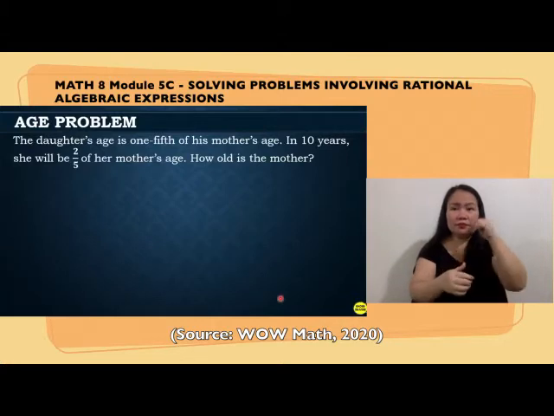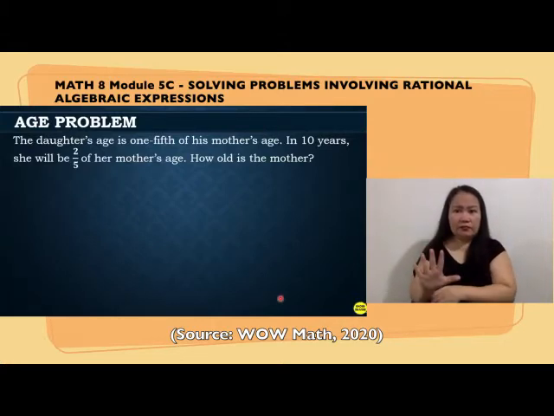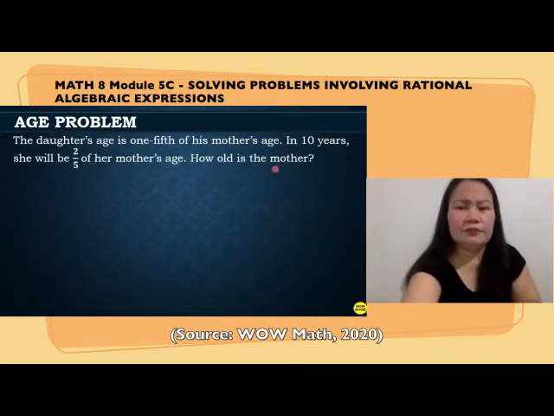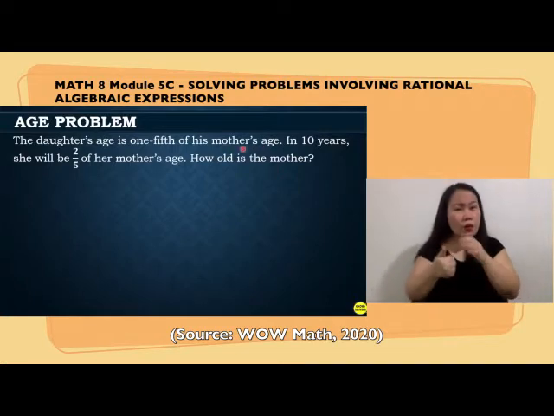So the daughter's age is 1/5 of her mother's age. In 10 years, she will be 2/5 of her mother's age. How old is the mother? So we are going to find the age of the mother. So ito yung age ng mother.